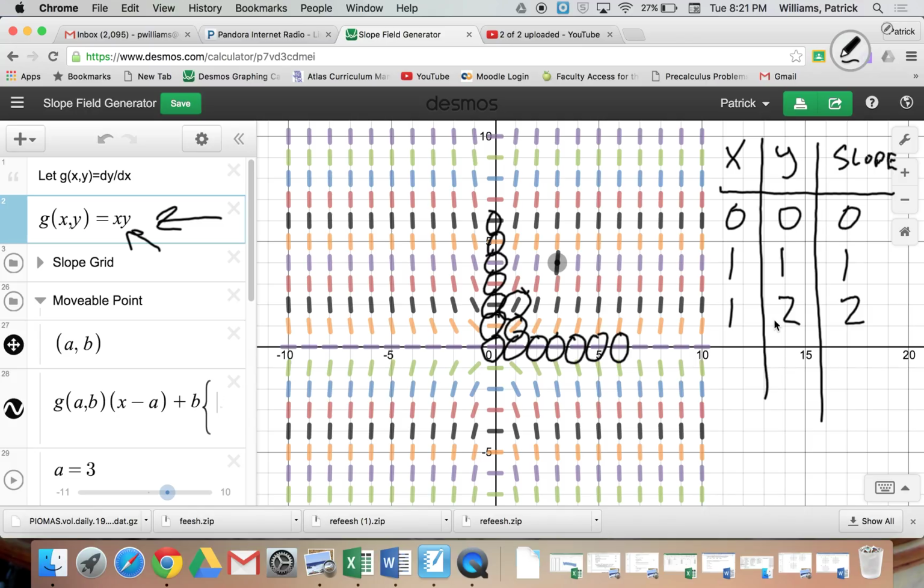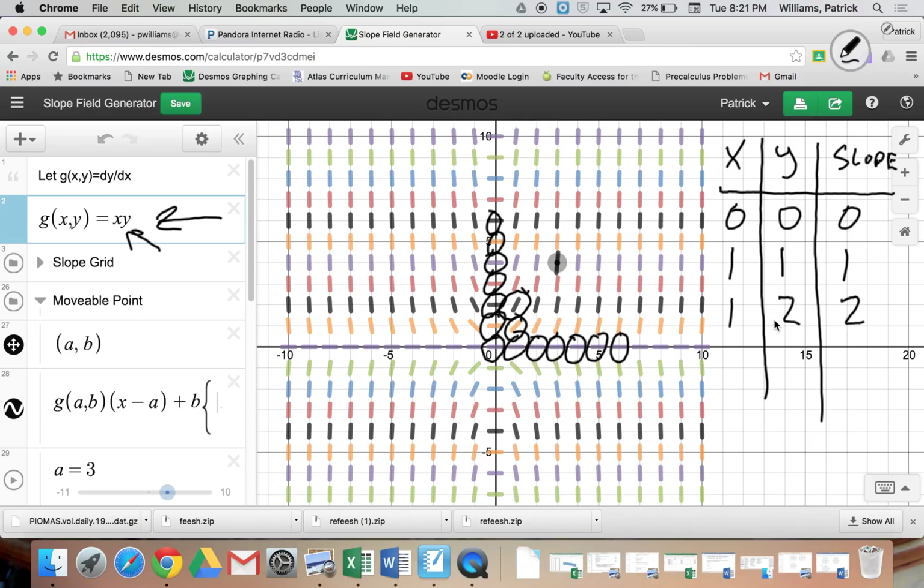That's because the slope of 2 is more steep than the slope of 1. So hopefully you get the idea at this point. If we wanted to go through and make a grid of all of these x and y points that are on here, what we would see is that these lines on this slope field just represent what the slope would be at that particular point.